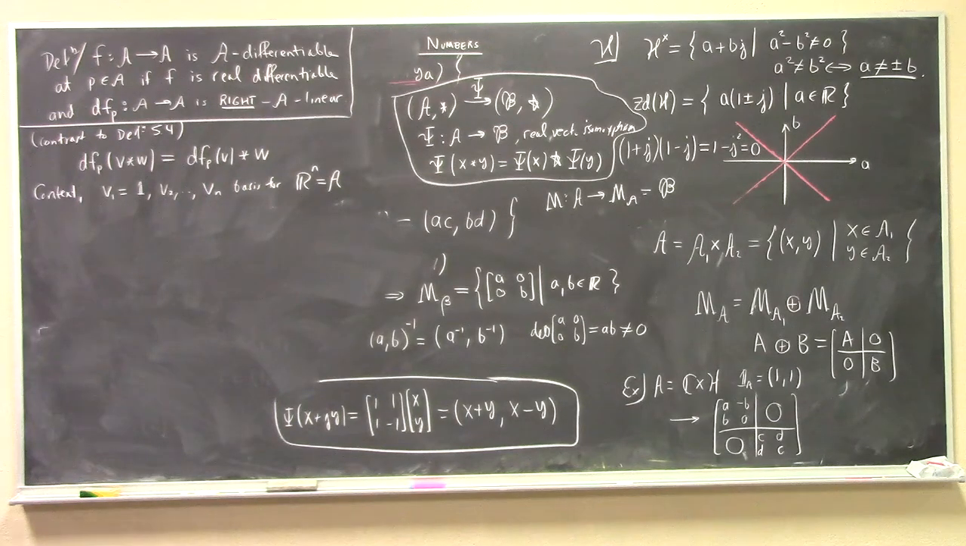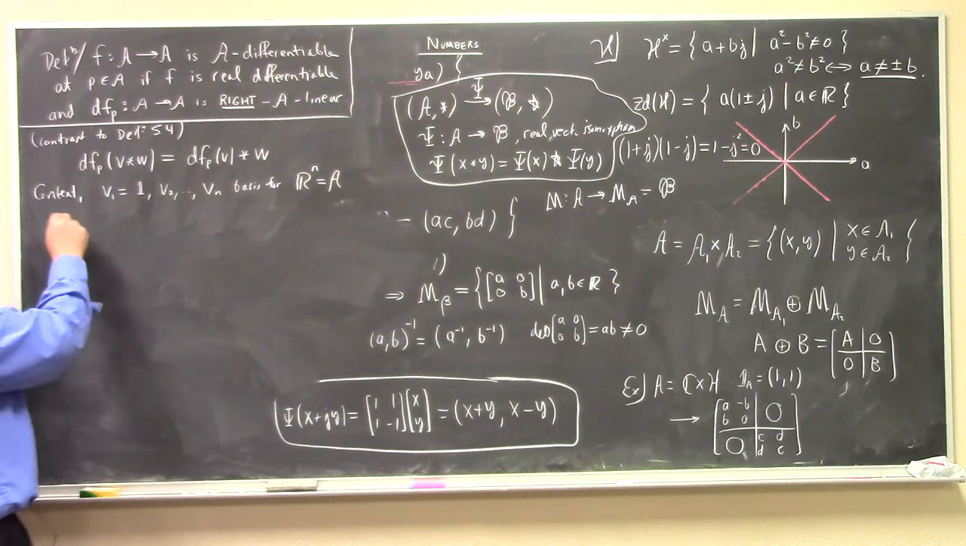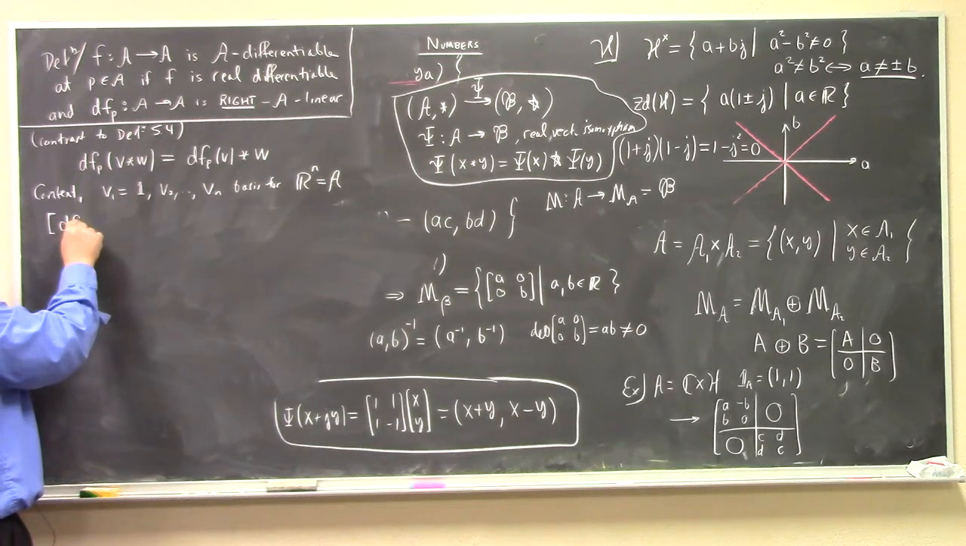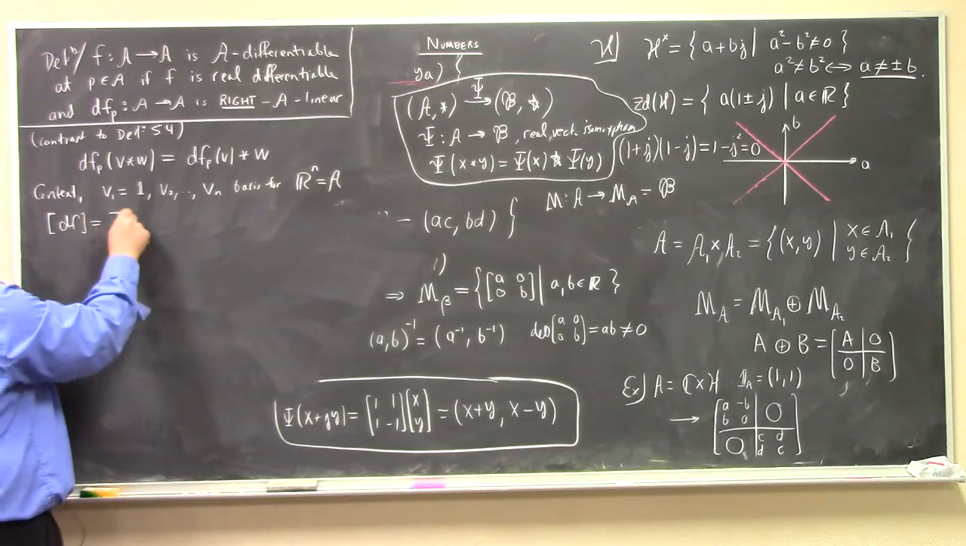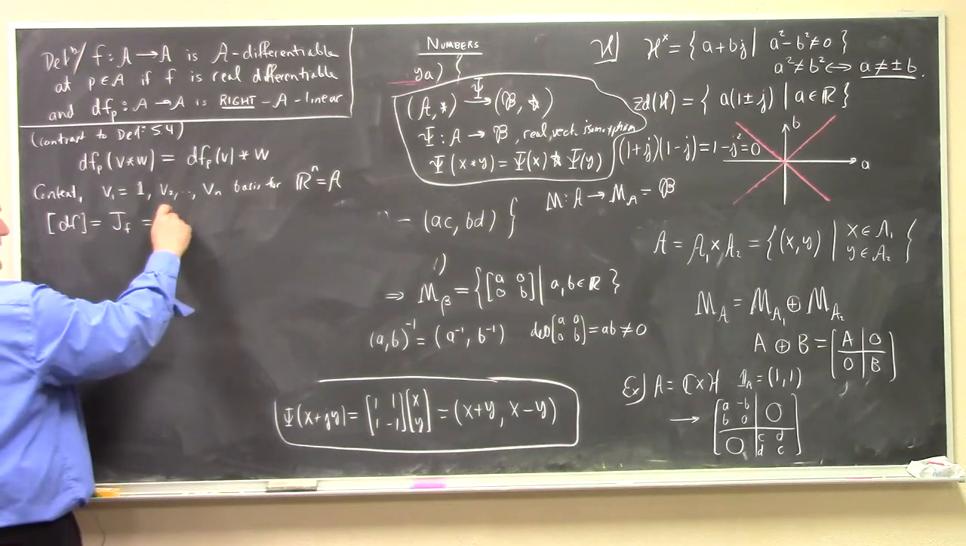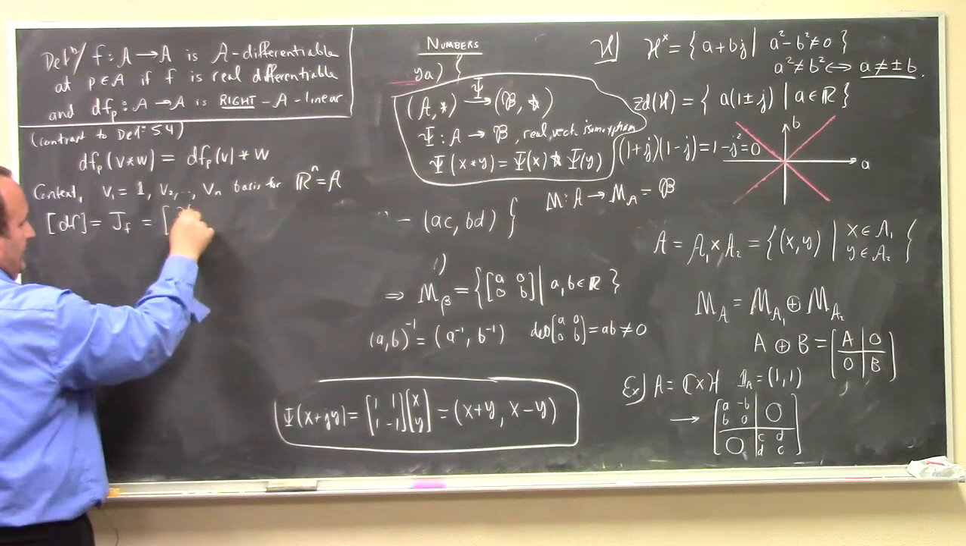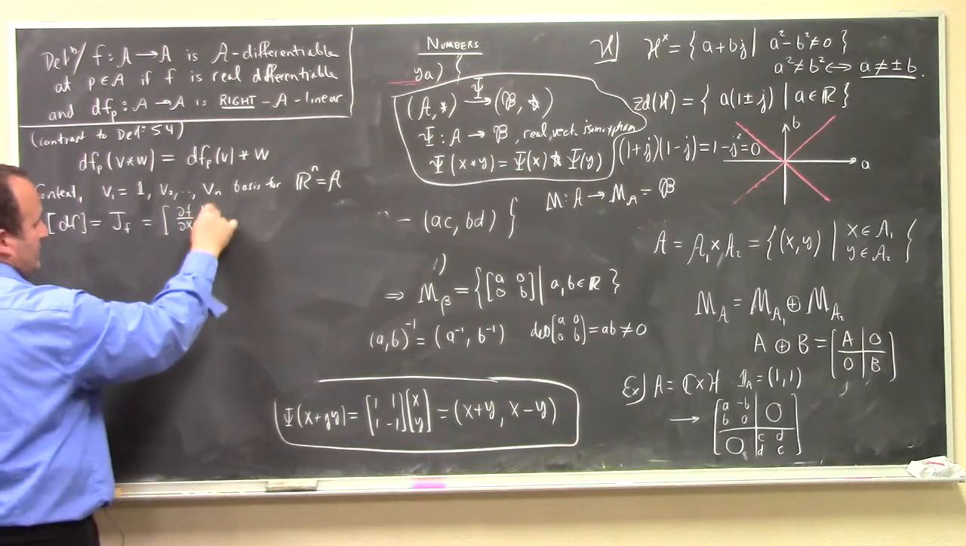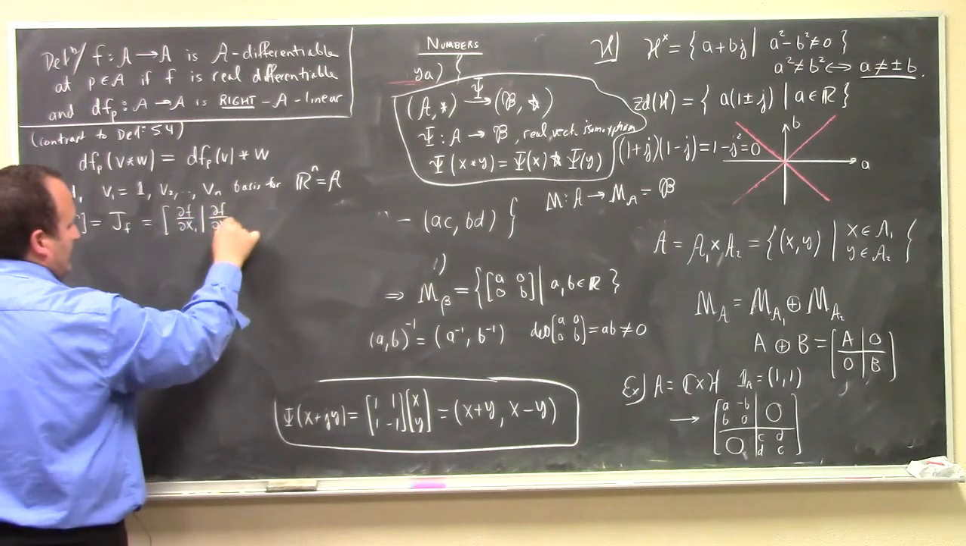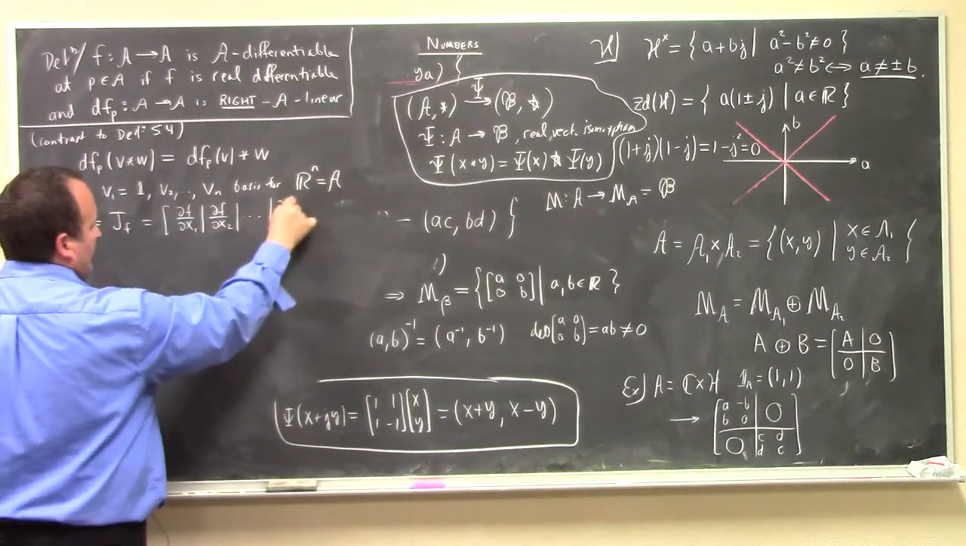So let's look at what this means. What does the matrix of the differential look like? We've talked about that a fair amount this semester, right? The matrix of the differential is the Jacobian matrix of f, right? And that is like partial f, partial x1, partial f, partial x2, through partial f, partial xn.